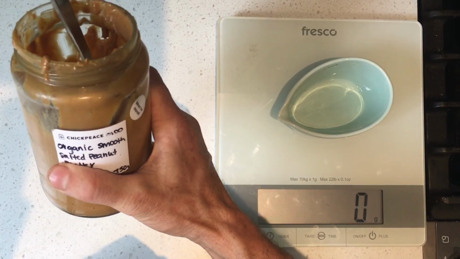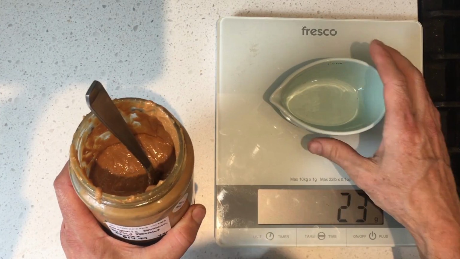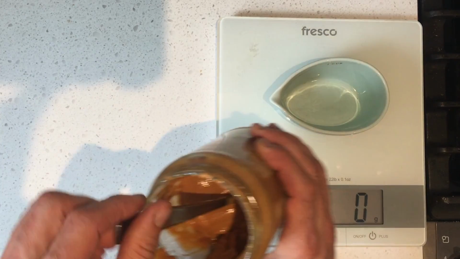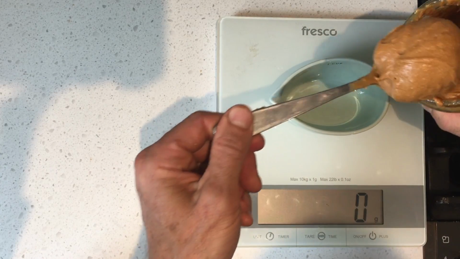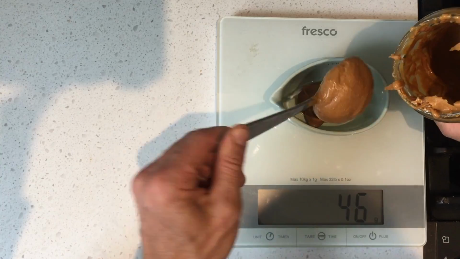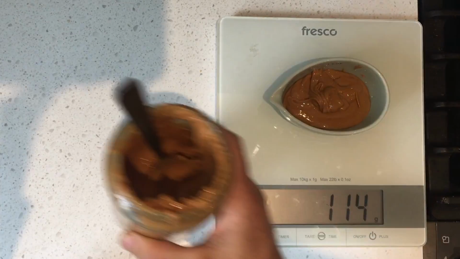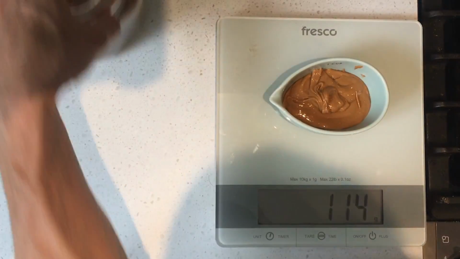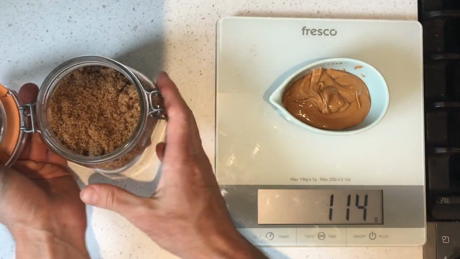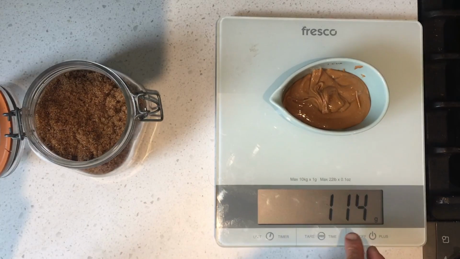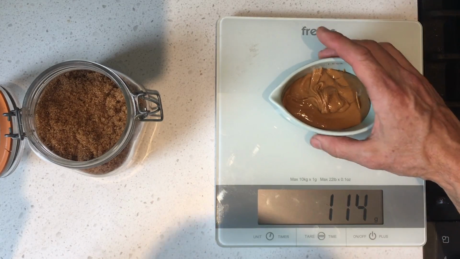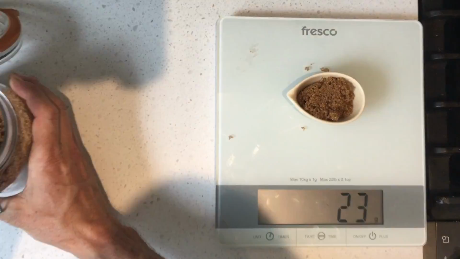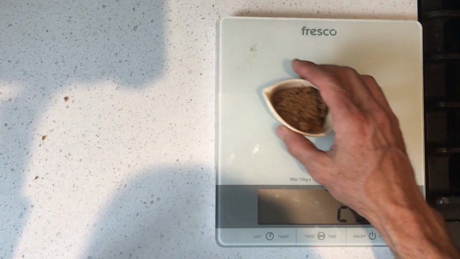First, we're going to add the peanut butter, about half a cup, and I got a scale here that shows us exactly how much mass, how many grams, of peanut butter we're adding. So that's about half a cup. And the next ingredient is our brown sugar. So we have 114 grams of peanut butter. Now we'll add our brown sugar. So 23 grams of brown sugar.